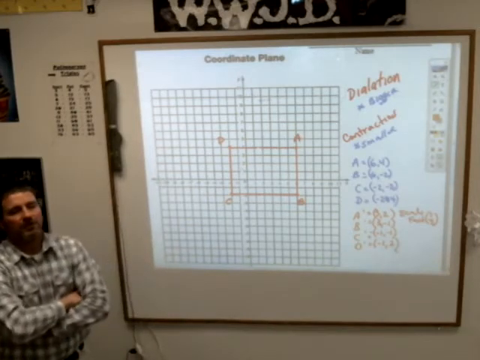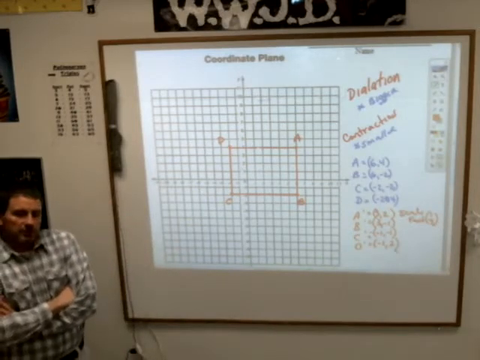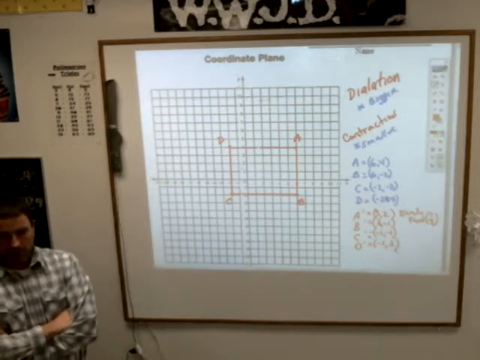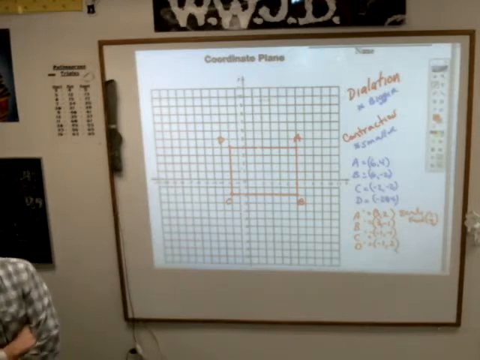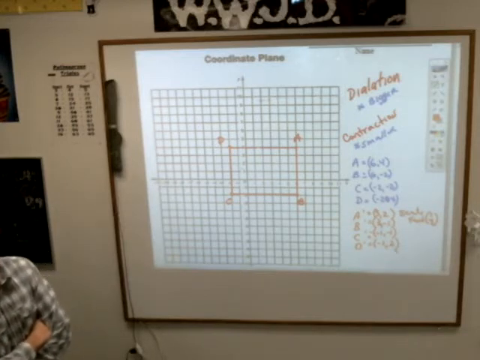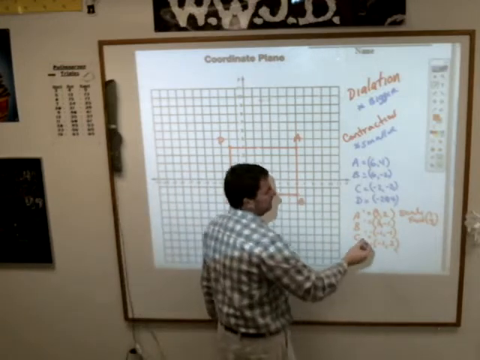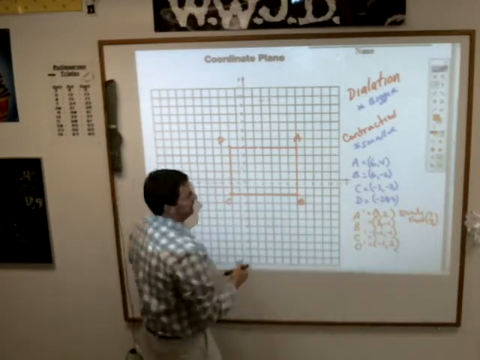Now let me tell you, is this going to be a dilation or is it going to be a contraction? Is my shape going to end up bigger or smaller? Nathaniel? Smaller, because you're multiplying it by half. You're cutting it in half. So I'm going to draw my new points and see what happens here.